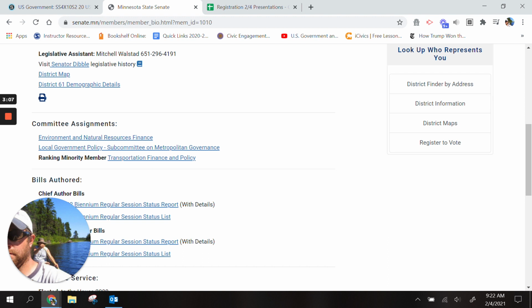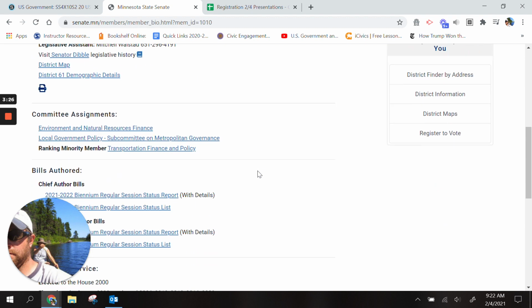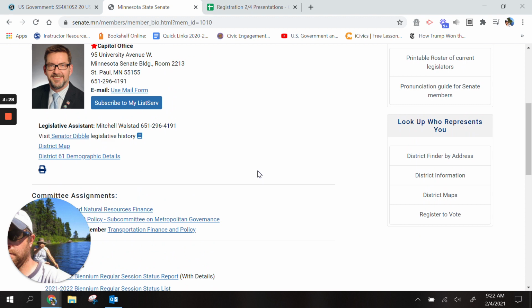So I can choose any one of those three for his committee assignments. I just pointed out what his leadership position was. It's either going to be listed here under committee assignments, or it'll be listed up here by his name. It might say majority leader or deputy majority leader or president pro tempore. Okay, it's going to be in bold like that. So that's where you'd find that information.